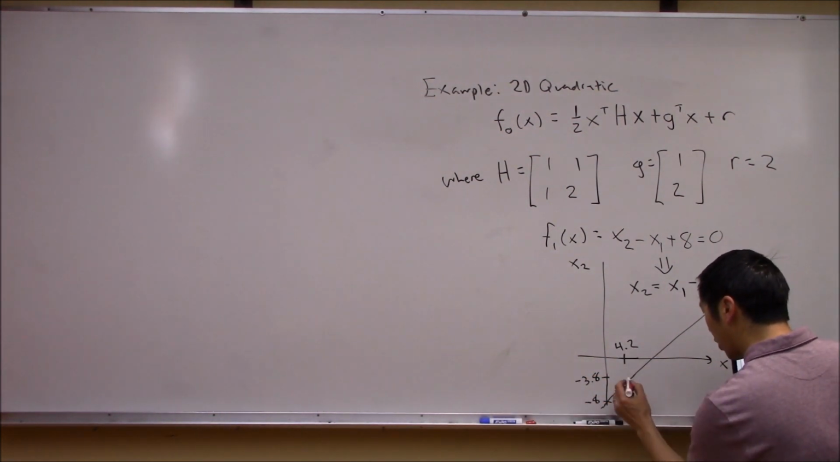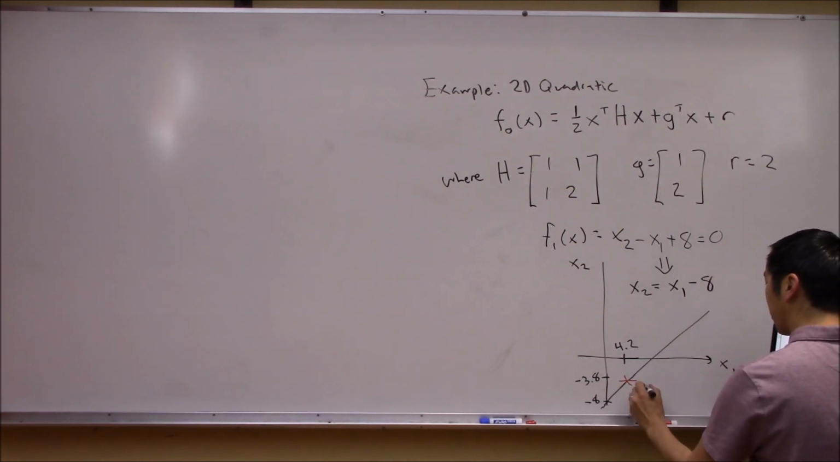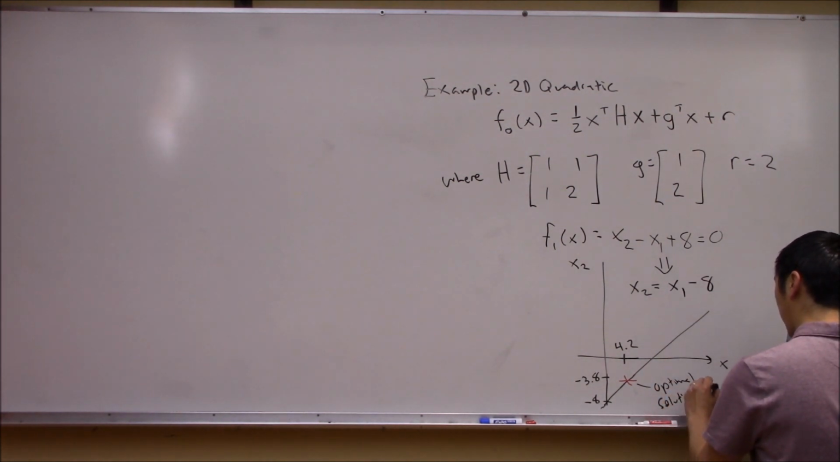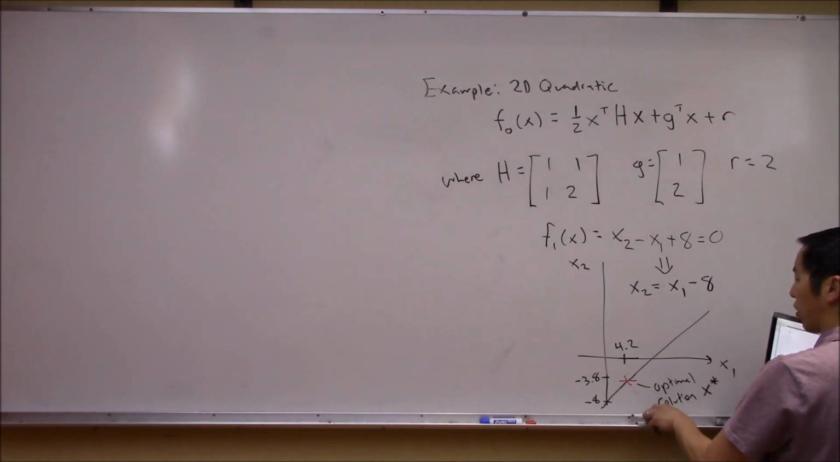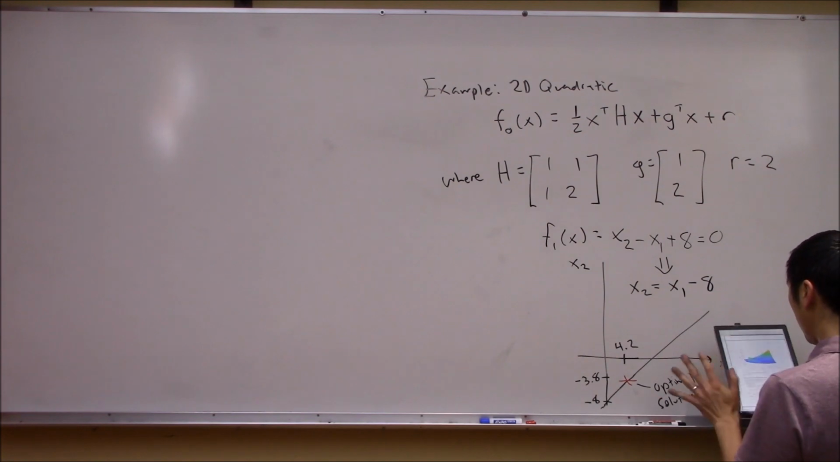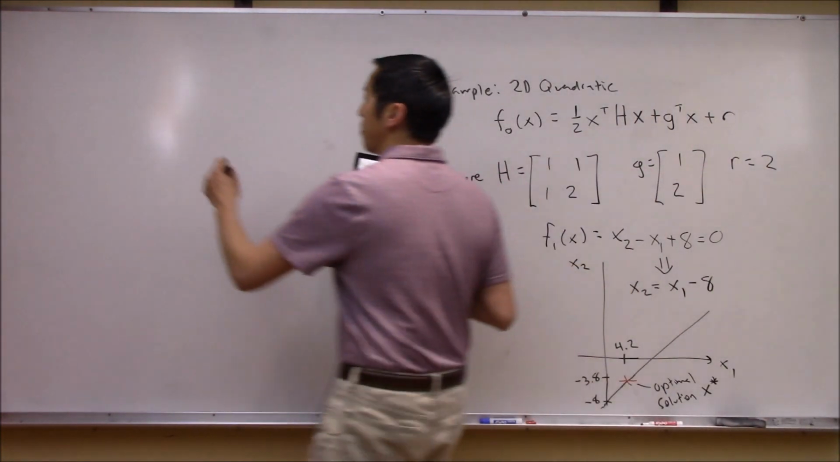So maybe let me just draw it here on the line. It says red x. So this is the optimal solution. And again, I think we denoted that as x star. That was our optimal solution. So now, you know what we should do is step back and think about this. What does this actually mean?